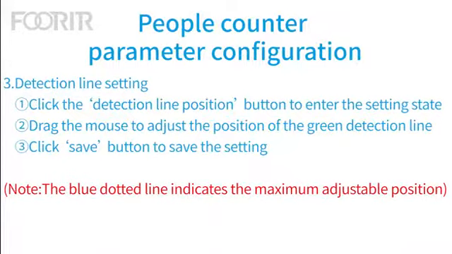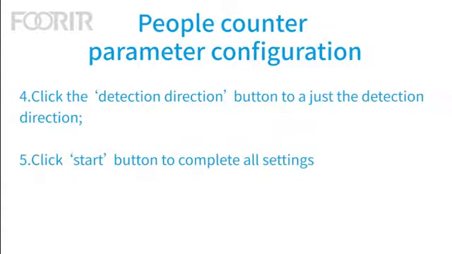Detection line setting. 1. Click the detection line position button to enter the setting state. 2. Drag the mouse to adjust the position of the green detection line. 3. Click the Save button to save the setting. Note, the blue dotted line indicates the maximum adjustable position. Click the Detection Direction button to adjust the detection direction. Click the Start button to complete all settings.